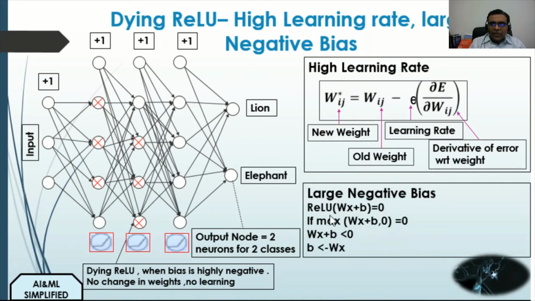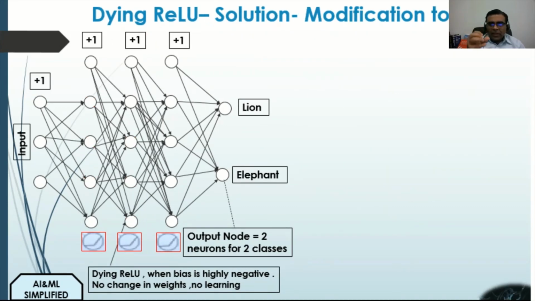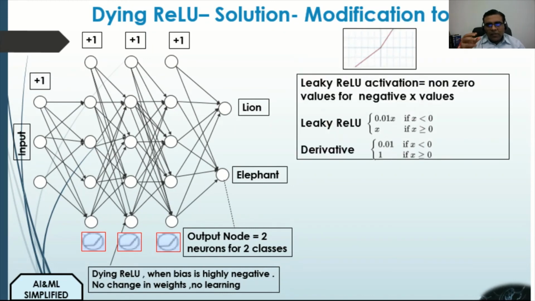Also, in case we have a highly negative bias value, that is, when the bias is less than minus Wx, again the input to the ReLU is highly negative, and again it is not contributing to the network. This problem of dying ReLU can be solved if we apply a small modification to the ReLU. Some of the commonly used modifications are a different form of the ReLU function, which we call leaky ReLU or parametric ReLU.